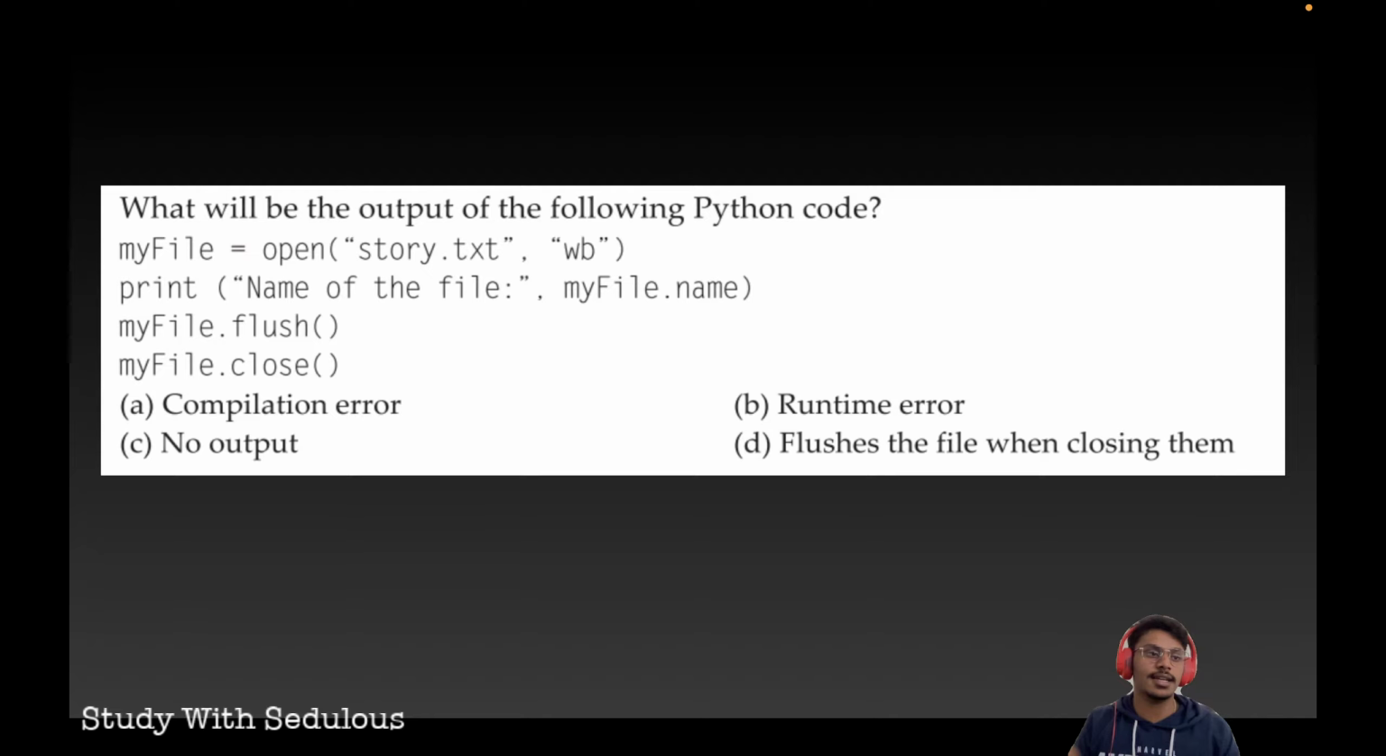Okay. What will be the output? Output should be. Actually, I said the answer. It flushes the file when closing. It just flushes the file. The answer itself is there. Flush means in the temporary storage, whatever is there, it will just go off.